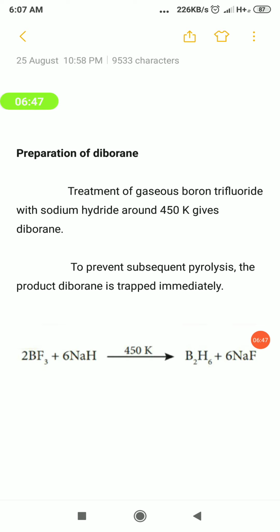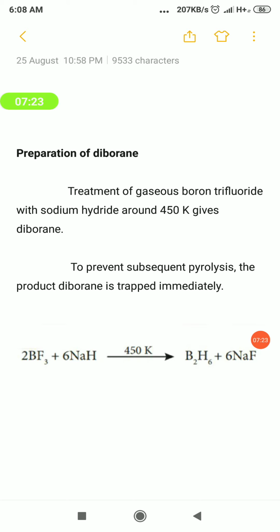Here the preparation of diborane is also given: treatment of gaseous boron trifluoride. What is the formula for boron trifluoride? Boron is B, fluoride is F, trifluoride, so BF3, that is boron trifluoride. When boron trifluoride is treated with sodium hydride, whose formula is NaH, around 450 Kelvin, it gives diborane.